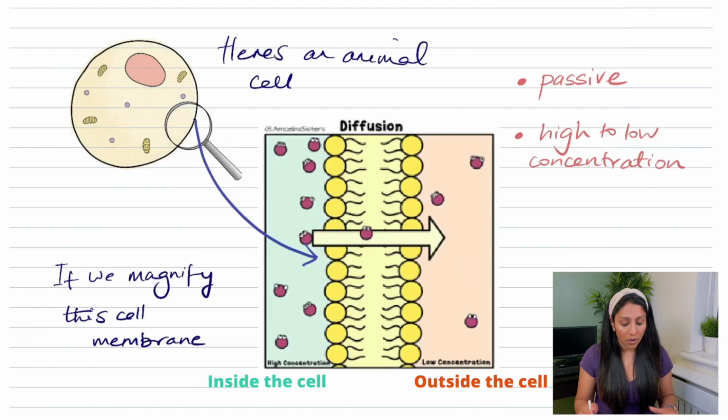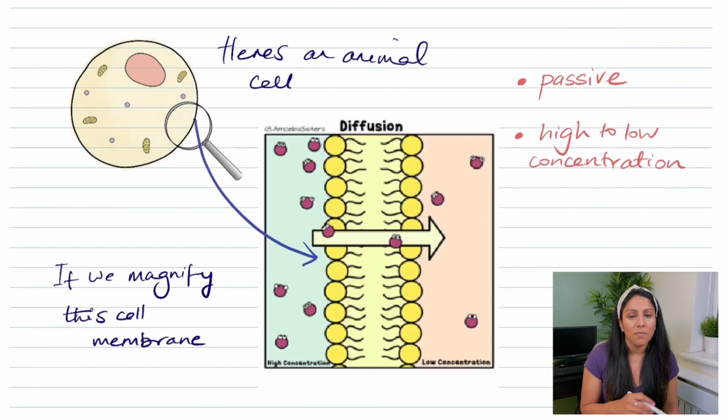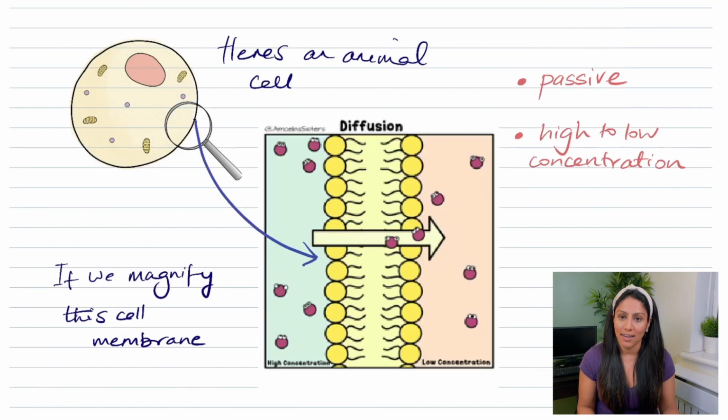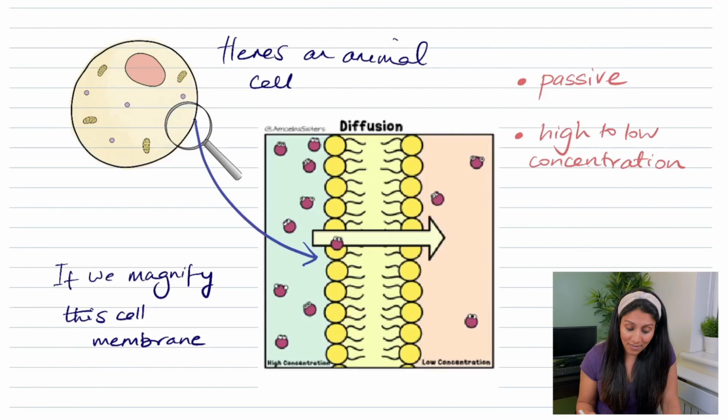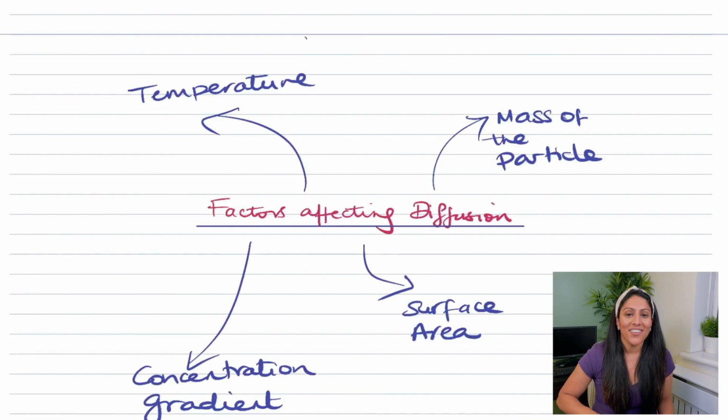Now this whole process is passive. Passive means it does not require any energy, and again, like emphasized, it will always move from an area where there is a lot of them, a high concentration, to an area where there is little, which is a low concentration. So let's look at the factors that affect diffusion.